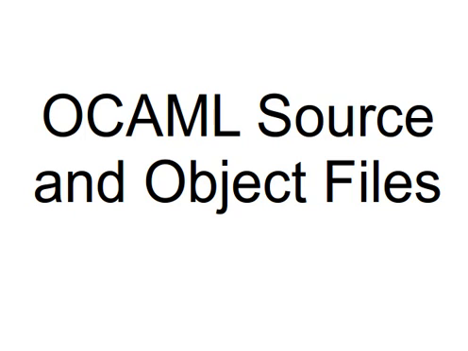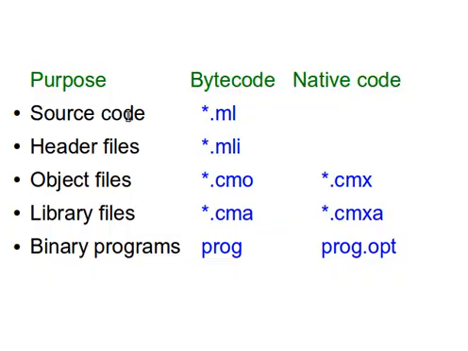Hello again. Now I think it's time for you to know the different file extensions in OCaml, so you'll become more familiar with how the compiler works, what every file contains, and what the extension means. For OCaml, we spoke before about having two compilers, ocamlc and ocamlopt. One produces bytecode, one produces native code.